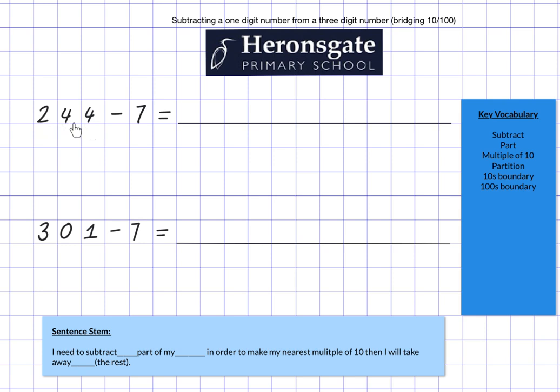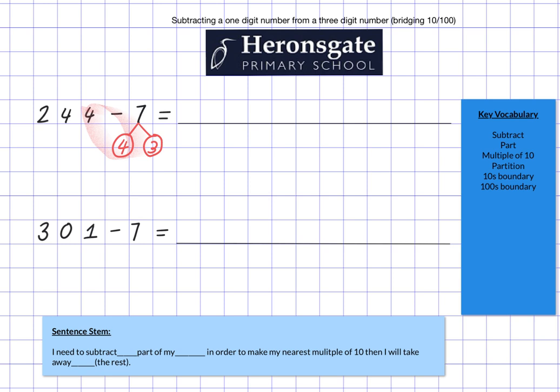So if we look at 244, we see that 4 needs to be taken away, so this can become 240. So I need to partition my 7 into 4, and then the other part is 3, so that's why it's so important to know our number facts. So you can see the 4 and the 4 is going to take it away there in order to be the next multiple.